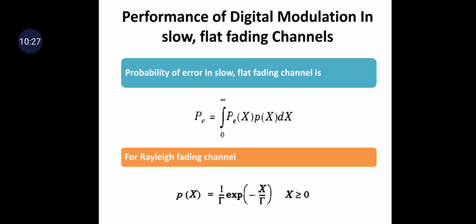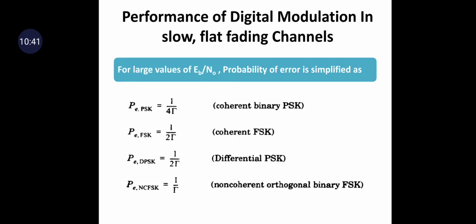Let's see the probability of error. In the case of slow and flat fading channel, the first expression indicates the probability of error, and for Rayleigh fading channel, the second expression is the probability of error. And for large values of Eb by N0, that is energy per bit by noise ratio, the probability of error is simplified as follows.